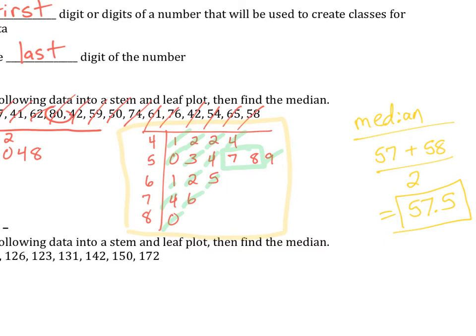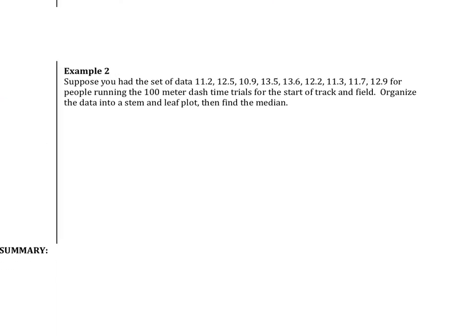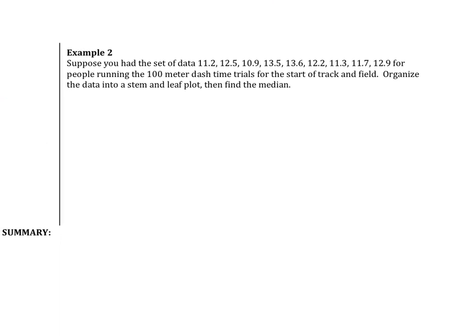What I'm going to do is skip checkpoint 1 and do example 2, and then I'll come back to the checkpoint. So if you don't want to see the checkpoint and you feel good, you can just go on to the homework. But I'm going to go right down to example 2. We're doing the same exact thing. We're going to find the median and put this in a stem and leaf plot.